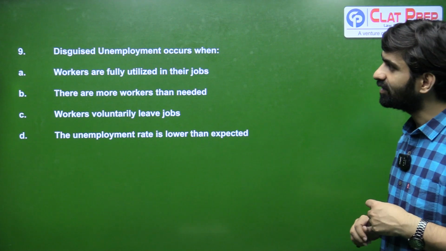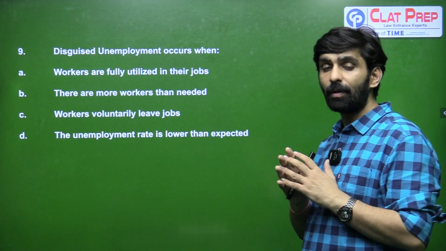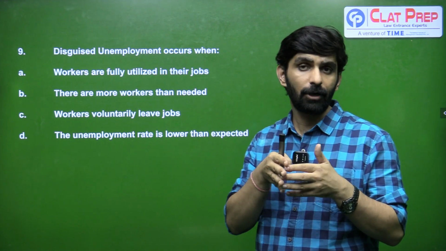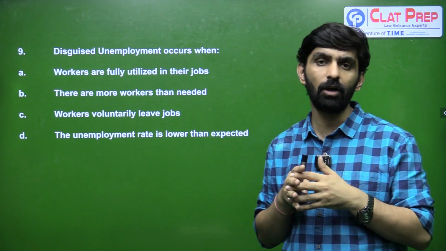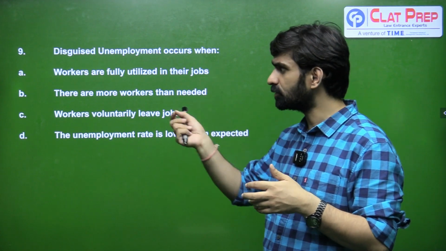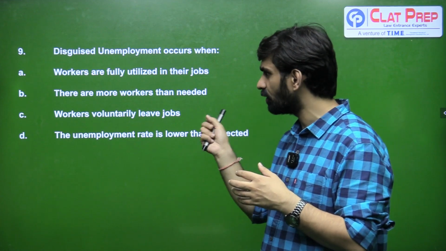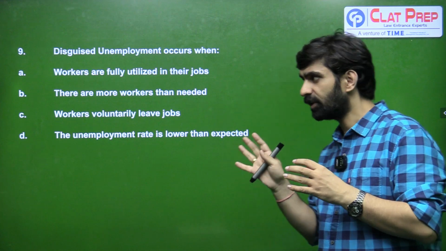Okay. Next is, disguised unemployment occurs when? Disguised unemployment is that kind of unemployment where more people are working in a particular place than the number needed for completing a particular job. So the correct answer would be B. The right answer for ninth is that there are more workers than needed.